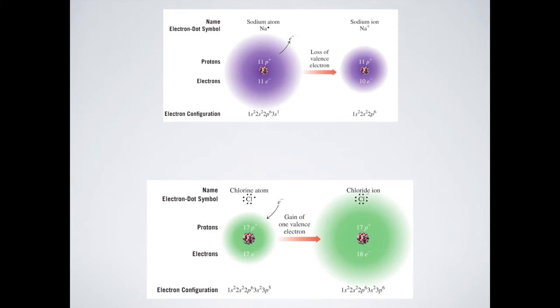In contrast, chlorine has right now as an atom 7 valence electrons, and it actually wants 8. And so it's going to gain 1 valence electron, so it has 8. So let's see how we can actually use the periodic table in order to predict the charges of ions.